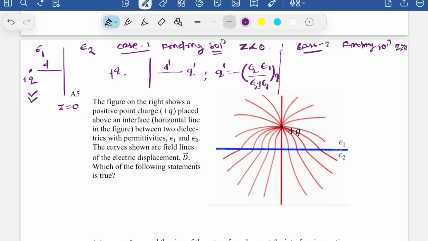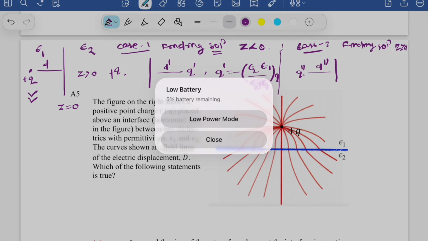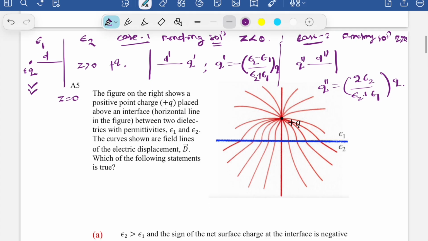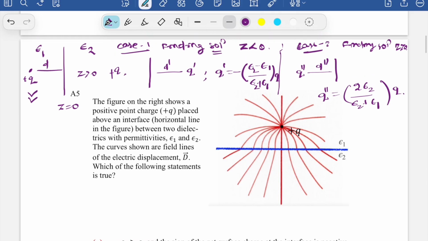Similarly, for case 2, to find a solution in this region, z greater than 0, we place an imaginary charge q double prime at a distance d double prime from the plane in this region, and if you go through the derivation, q double prime turns out to be 2 epsilon 2 divided by epsilon 2 plus epsilon 1, times q. So we can look at how the field lines would look for these situations.